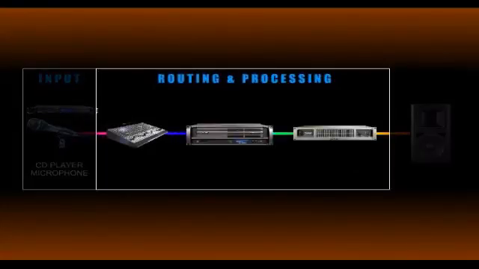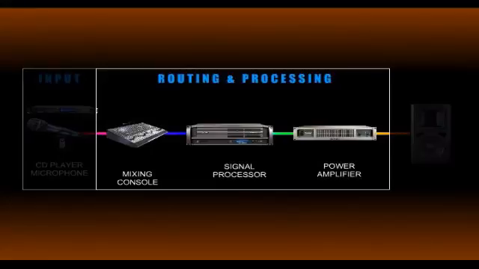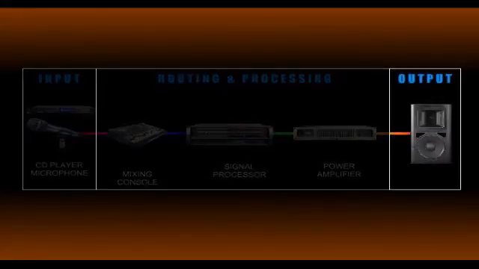The input section includes devices that convert acoustic energy or recorded material into an electrical audio signal. The routing and processing section is composed of preamplifiers, mixing consoles, signal processors, and power amplifiers. The output section consists primarily of transducers, that is, loudspeakers, that convert the audio signal into acoustical energy.